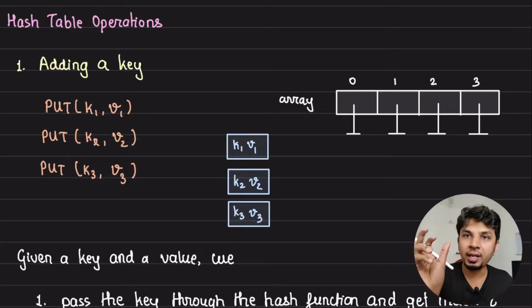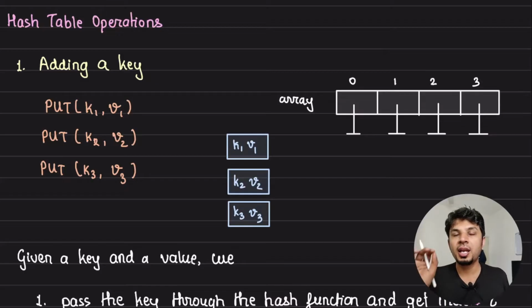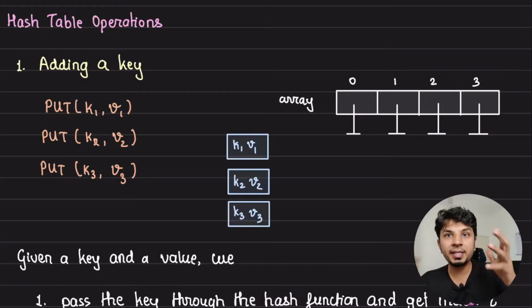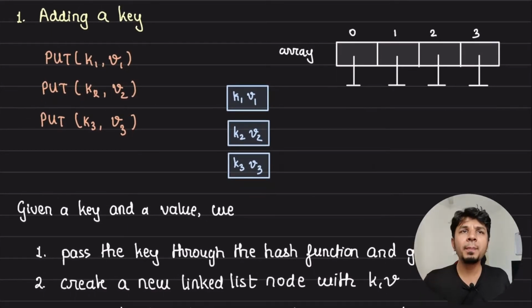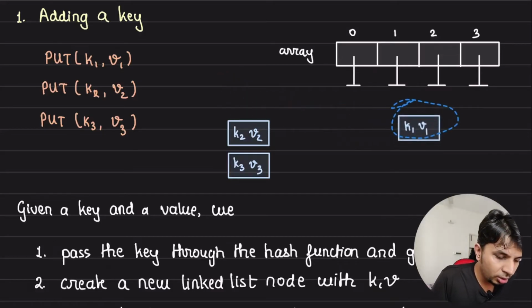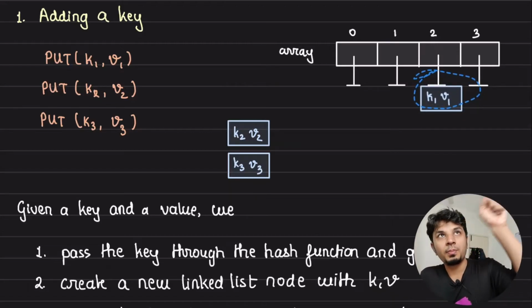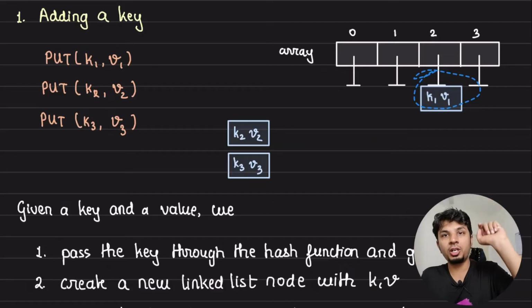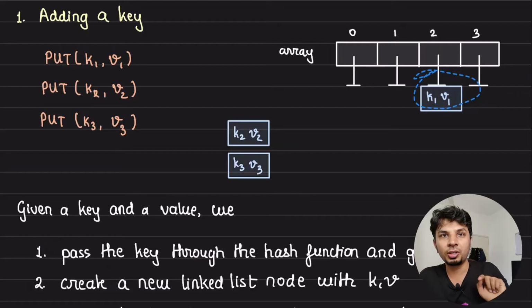We have an array of size 4, right? And because it is an array of linked lists, each head pointer of the linked list is set to null, which means there is nothing in it. So now what would we do? Let's say put K1, V1 came in, and let's say K1 hashed to index 2. It would go to index 2, and the head pointer at index 2 of the array would start pointing to this new node, right?